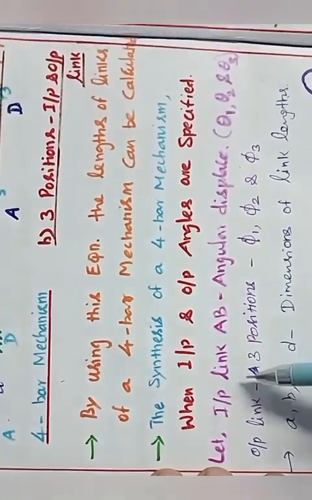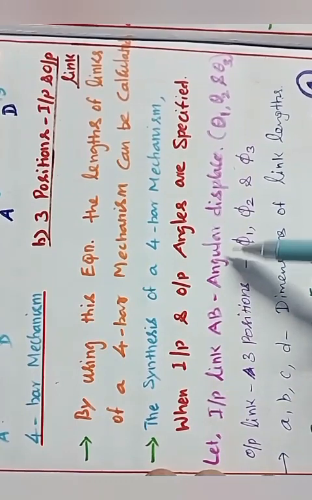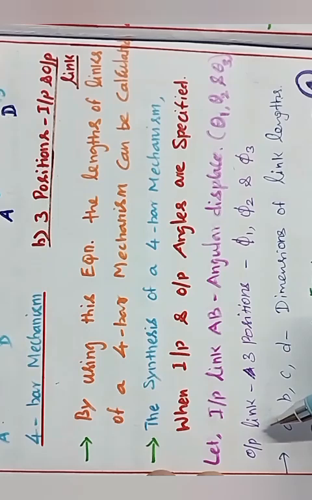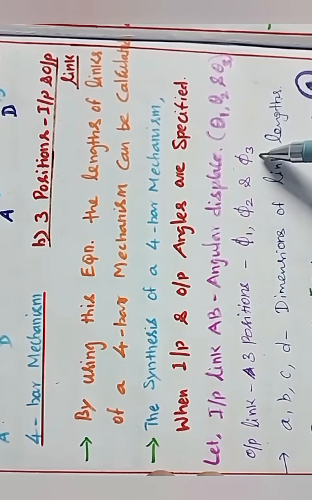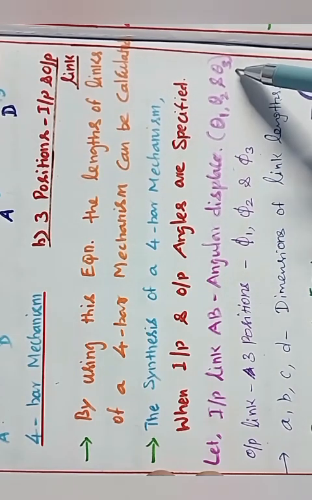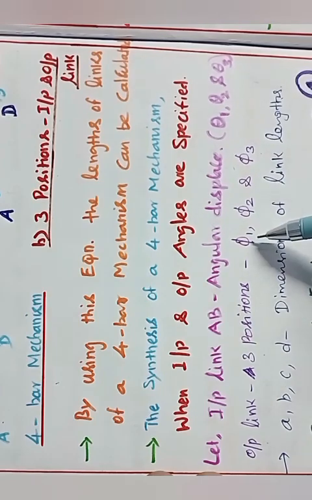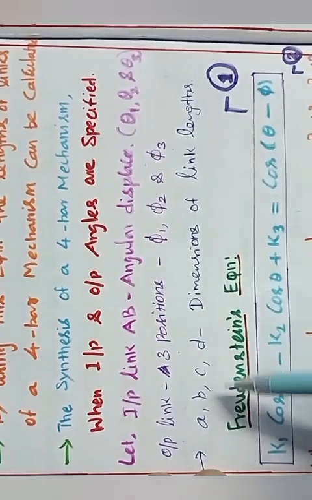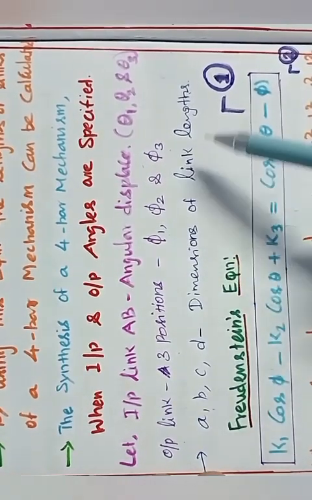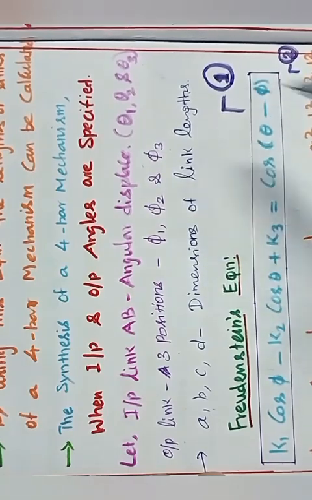Let input link AB have angular displacements theta 1, theta 2 and theta 3, and the output link have three positions phi 1, phi 2, phi 3. Here, A, B, C, D are the dimensions of the link lengths.